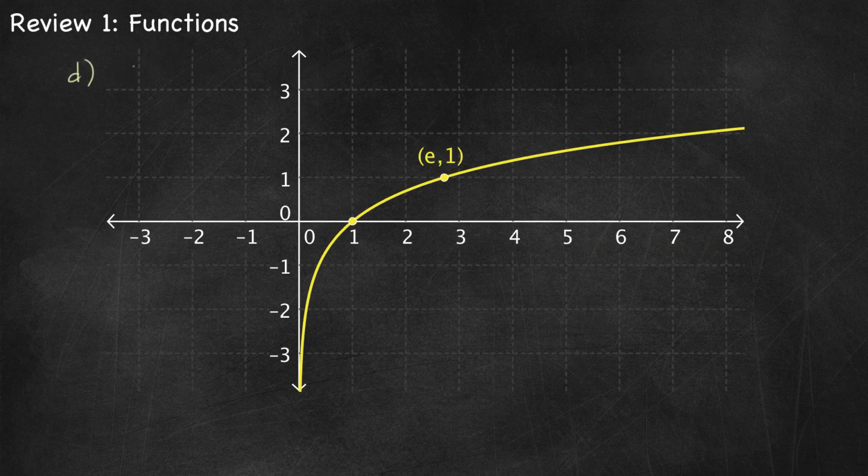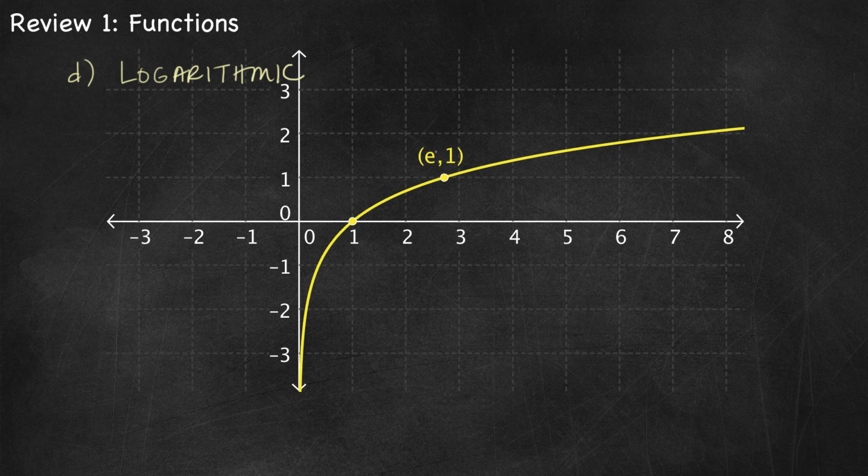Part D, this graph is logarithmic. And I know what the parent log function looks like. It has a vertical asymptote on the y-axis, so that hasn't changed with this graph. I also know my parent log function has an x-intercept at 1, 0. That has not changed on this graph. So in terms of transformations, there's not a whole lot happening here. And this point e, 1 is a really big clue about the base of my logarithmic function.